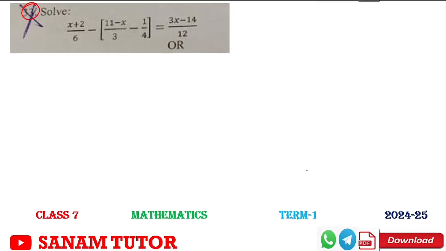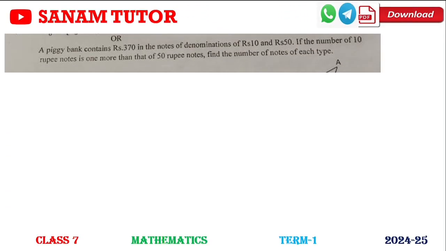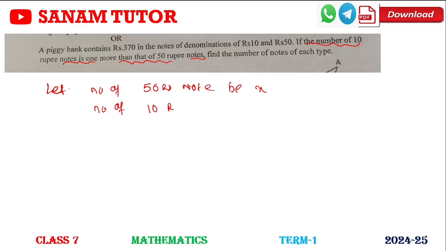Next question. A piggy bank contains 370 rupees. The number of 10 rupee notes is 1 more than the number of 50 rupee notes. So let the number of 50 rupee notes be x. So tell me, the number of 10 rupee notes will be 1 more than that, meaning x plus 1.